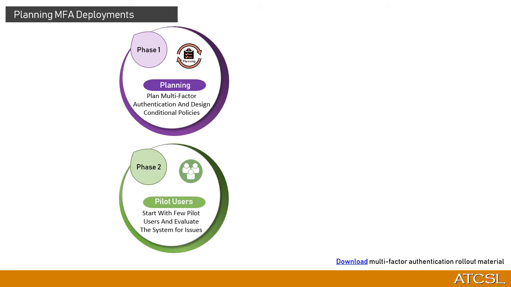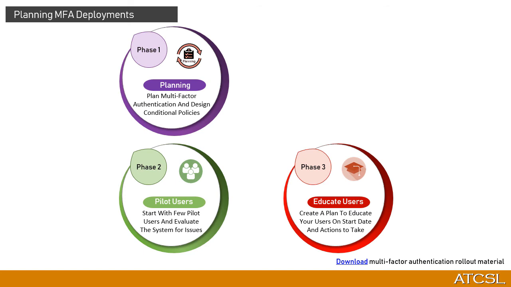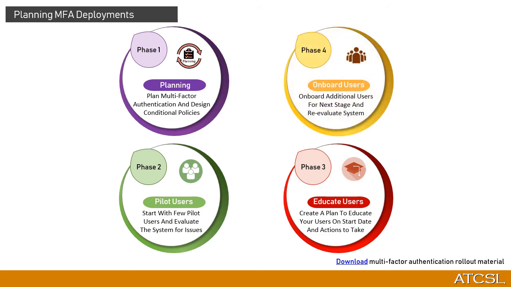Then we have the next step in the deployment process, and that is to educate the end users to make them understand the requirements and what needs to be done to make the MFA deployment a success. There should be proper communication well beforehand so that the users are well prepared for the upcoming changes and the actions to be performed. I have put an attribution link at the bottom of this slide for your convenience to download the MFA rollout material that you can use for communication purposes. And finally, in the fourth phase, you onboard all the remaining resources.